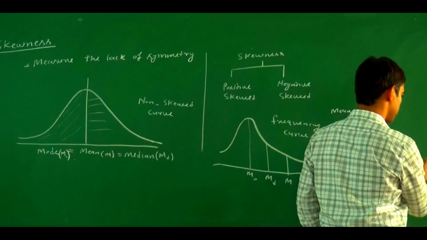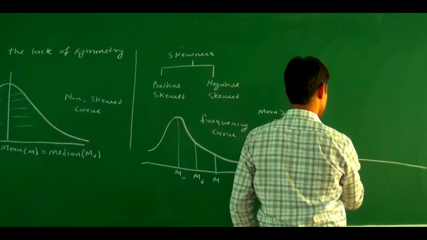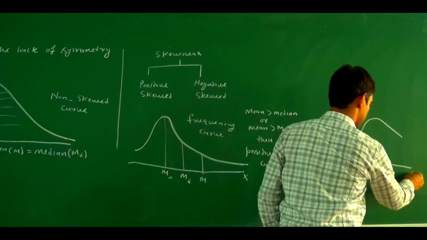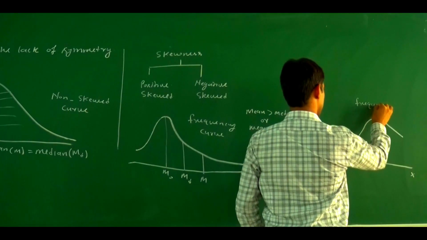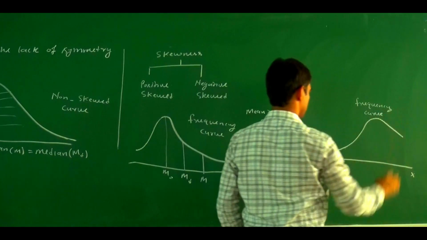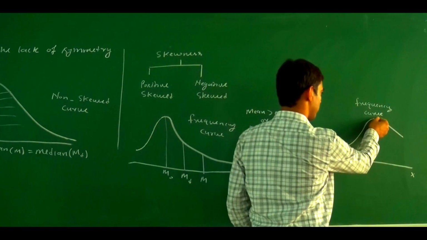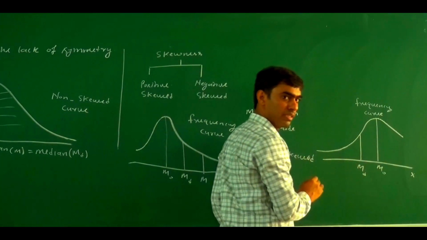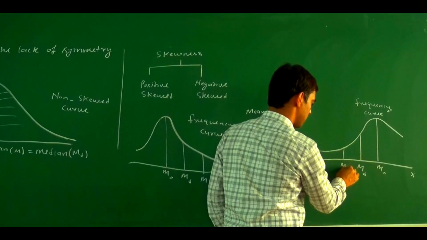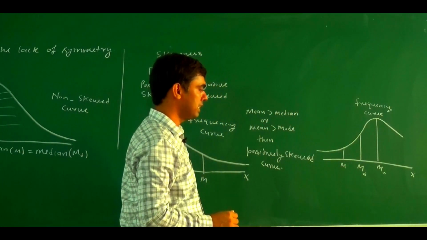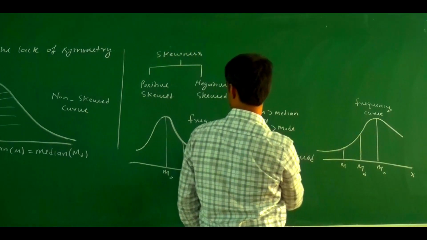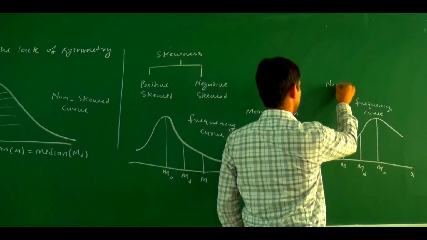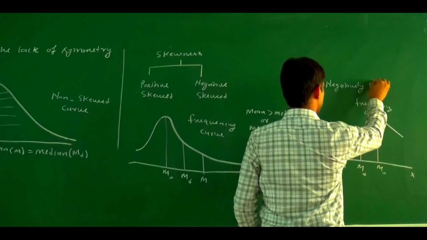Similarly, consider a curve like this one. This is the x-axis, this is the frequency curve, and this is the mode, MO, this is the median, and this is the mean. The earlier one was a positively skewed curve, and this one is a negatively skewed curve.